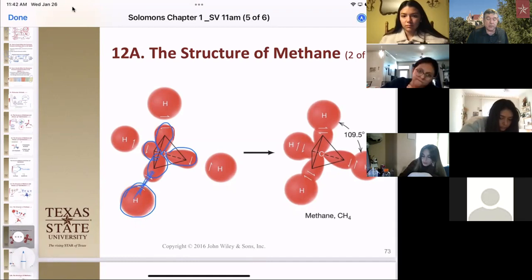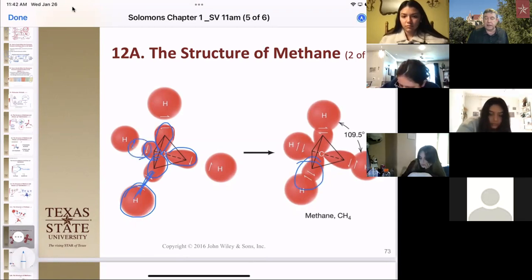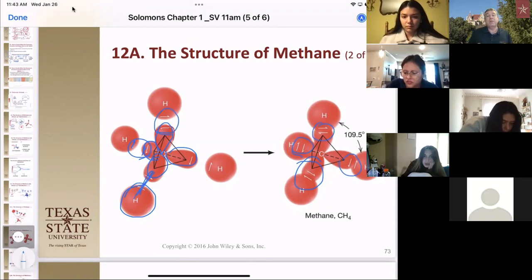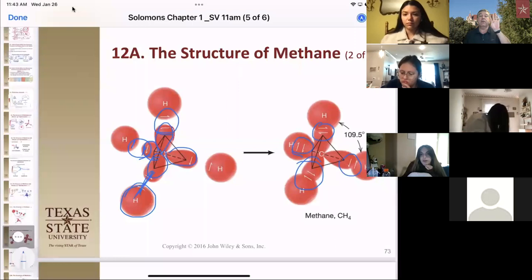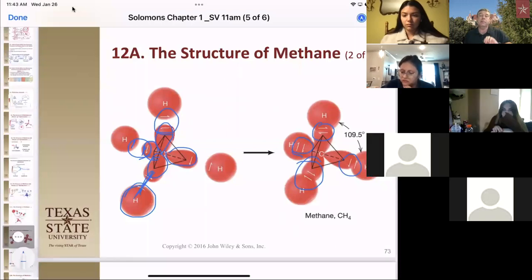So this electron is going to pair up with that electron to make a sigma bond, a single bond. This electron and this electron pair up to make a sigma bond. In this case, we've taken those 4 hybrid orbitals with 1 electron each and shared them with the 4 hydrogens with 1 electron each to make 4 equal bonds, and we call that first bond a sigma bond.